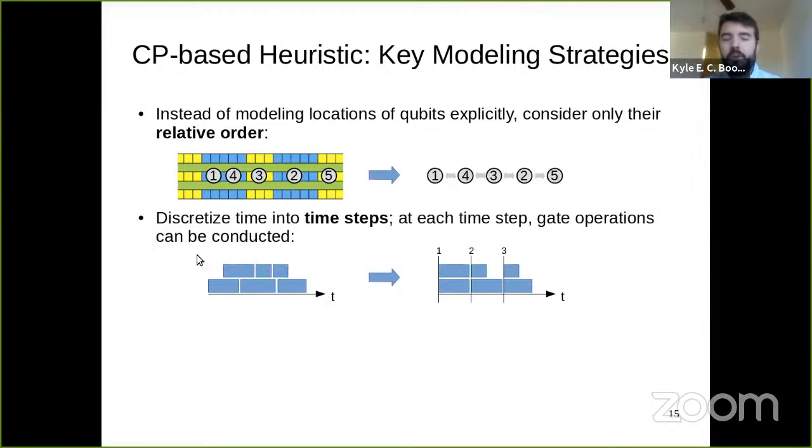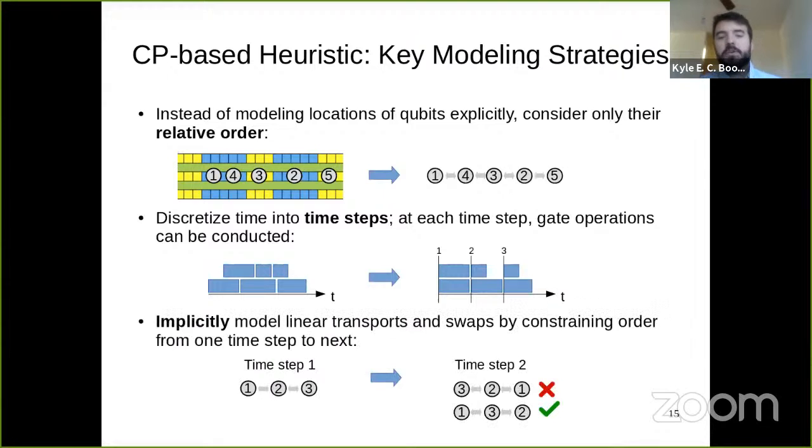The second idea is that we're going to discretize time, so from this continuous time representation into discretized time steps. And at each time step, basically what we can do is choose a set of gate operations to do in parallel, where the parallelism is actually bounded by the number of gate zones on the chip. And then the final idea is that we're going to implicitly model linear transports and swaps by essentially constraining the order of the qubits from one time step to the next.